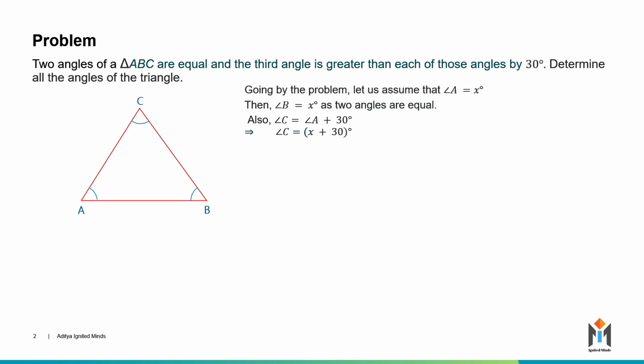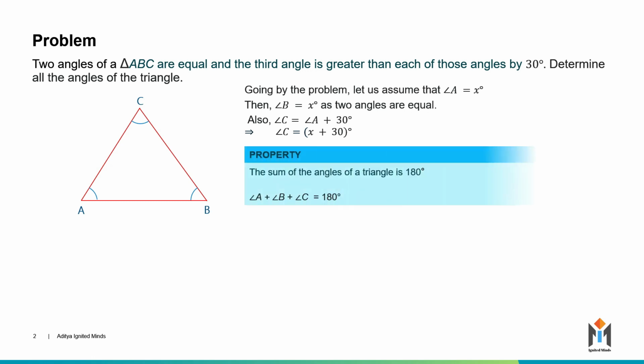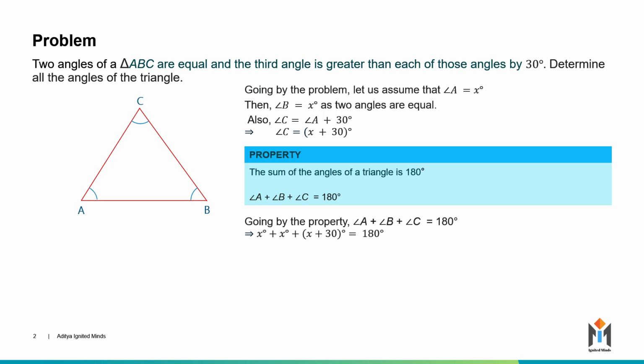we can easily solve this problem. Let us recall the important angle sum property of a triangle, according to which the sum of all the angles of a triangle amounts to 180 degrees. So angle A plus angle B plus angle C equals 180 degrees. Since we have already expressed these angles in terms of x, let us substitute those values in this equation. So we have x plus x plus x plus 30 equal to 180.